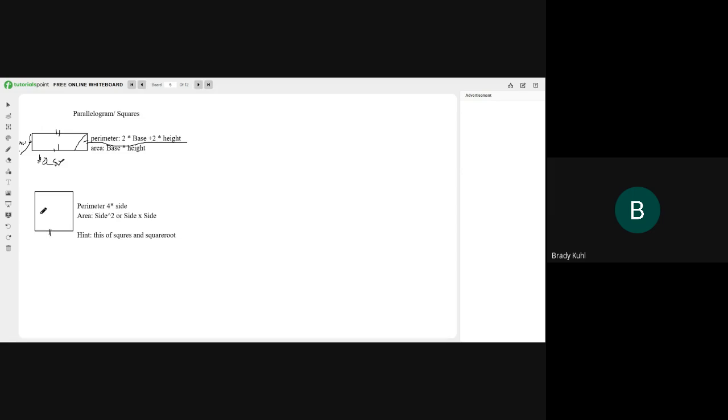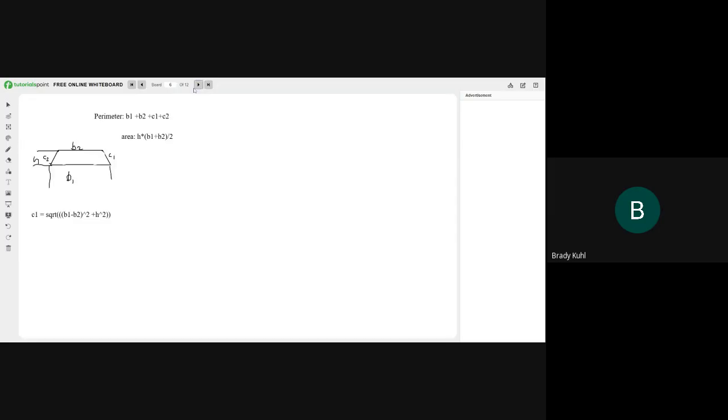Now, squares are rectangles where all sides are the same size. So basically, the perimeter is 4 times side, or you add side plus side plus side plus side, and the area is side squared, or side times side. Hint: think of squares and square roots, hence why x squared equals x times x.